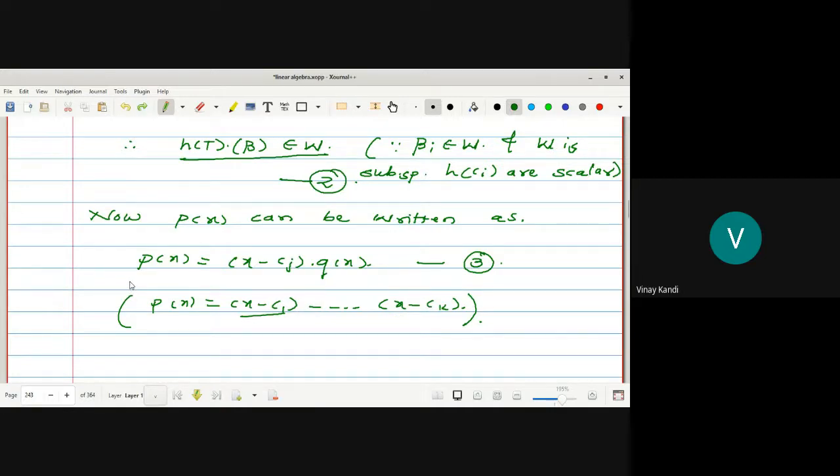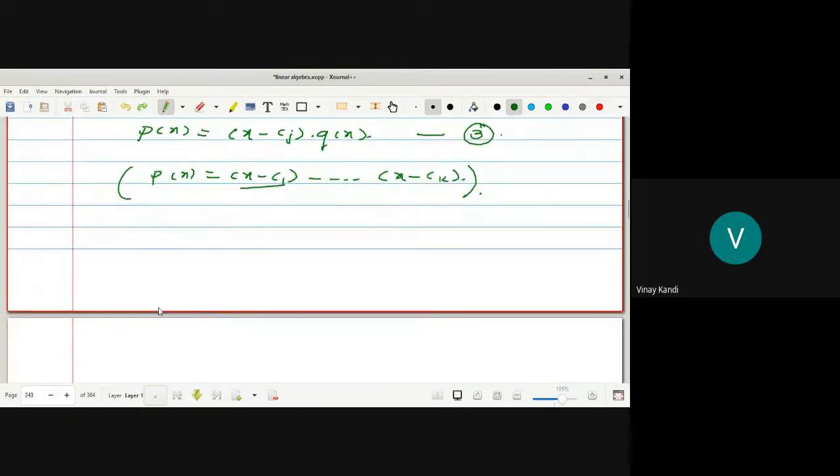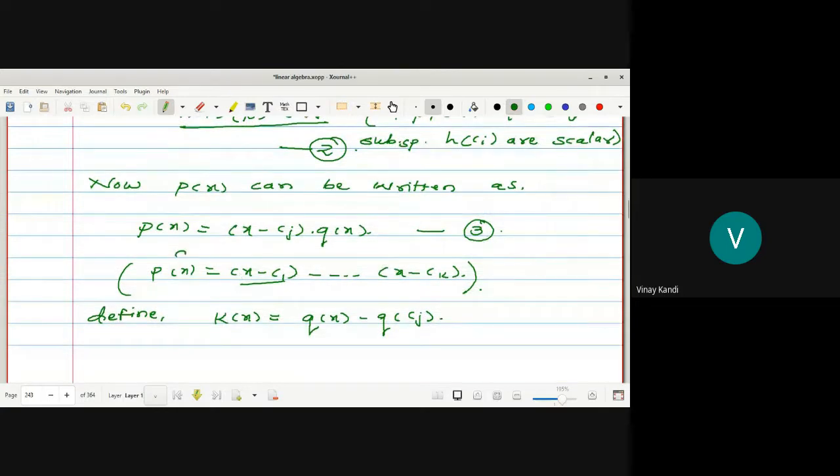Now, sir, define a function. Okay, define one polynomial p of x is equal to q of x minus q of cj. Okay, q of x. Okay, also, but we have q of cj. Now will q of cj be zero?